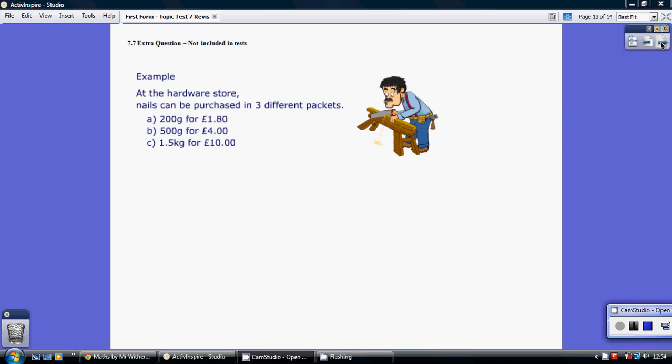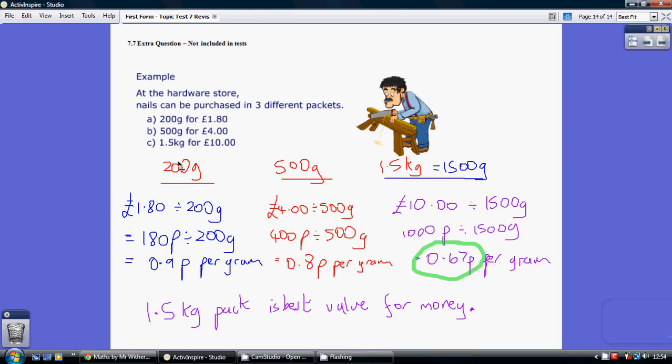So the best way to set one of these out, because we're trying to decide which of these packages of nails is best value, in other words the cheapest, is to set up three columns. This column is where we're going to look at the 200 gram packet. This column is where we'll look at the 500 gram packet, and this column is where we'll look at the 1.5 kilogram packet. Now, first things first, I think it's best just to work in the same weight units or mass units all the time.